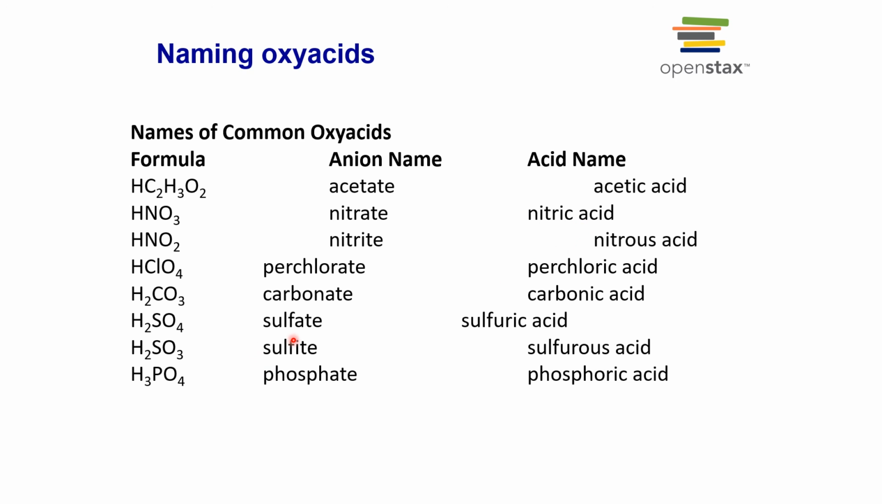Similarly, sulfate. And in this case, the sulfur can have 4 oxygens maximum. And so it gets the ATE, and it is sulfuric acid. This is something you would see in a lot of wet batteries. But SO3 is 1 oxygen less than all the way, so it gets the OUS, so sulfurous acid. Phosphoric acid, like I said, that's the common one you'll see in biological systems.